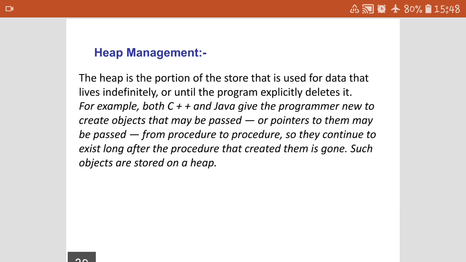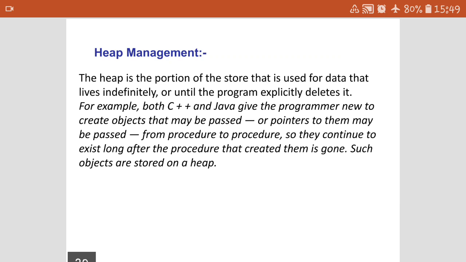The heap is the portion of the storage that is used for data that lives independently, or until the program explicitly deletes it. In C++ and Java, the programmer can create objects, and pointers to them may be passed from procedure to procedure. So let us take an example regarding a pointer.